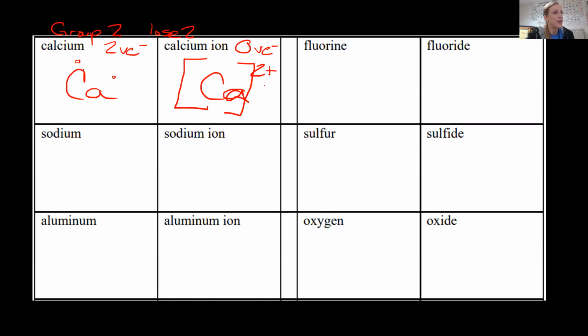So my question is, when we lose the 2 electrons to go from calcium to a calcium ion, based on its position on the periodic table, why is it 2+ and not 2 negative? Because we're losing something. So why is it positive?